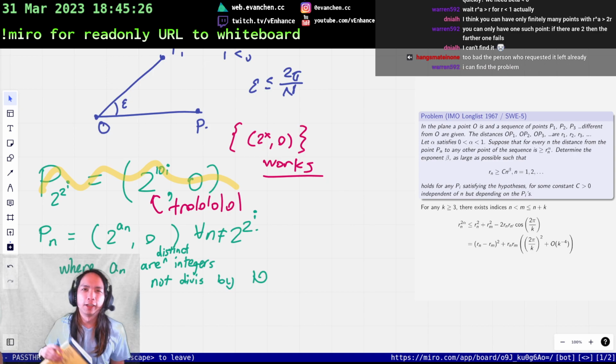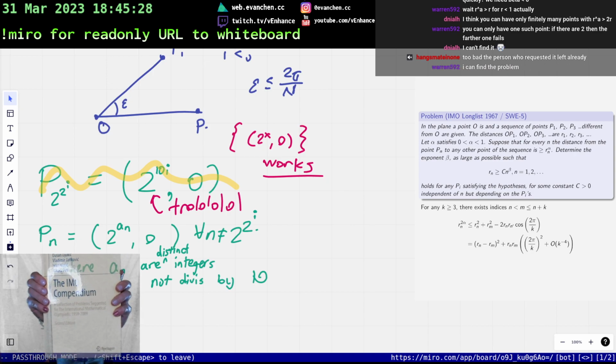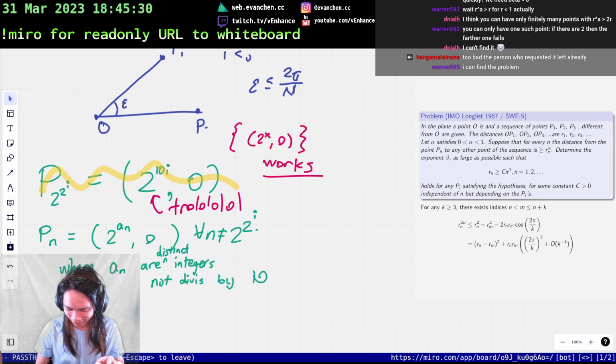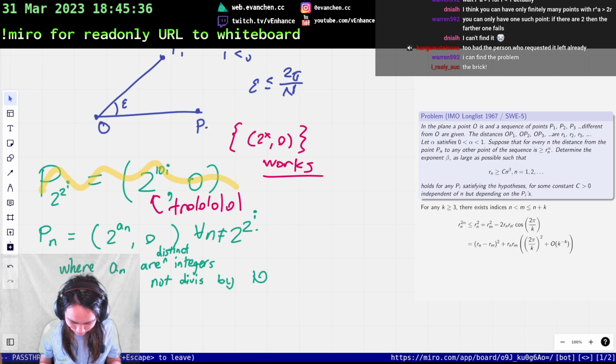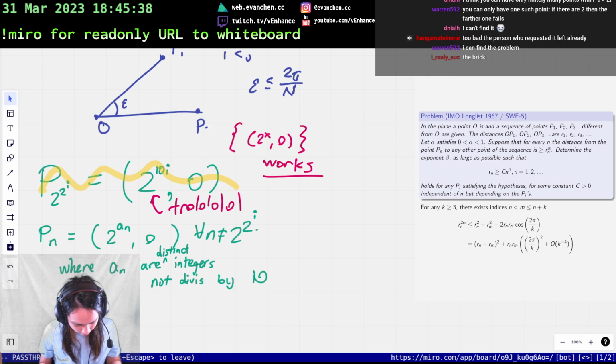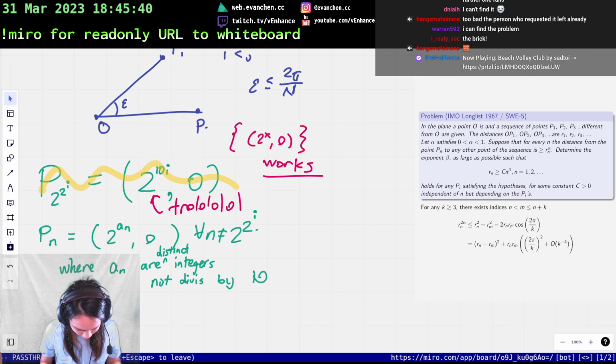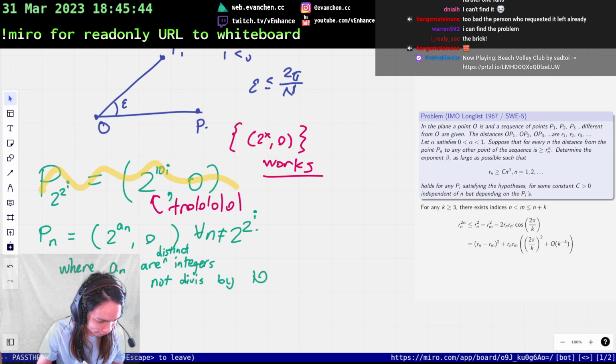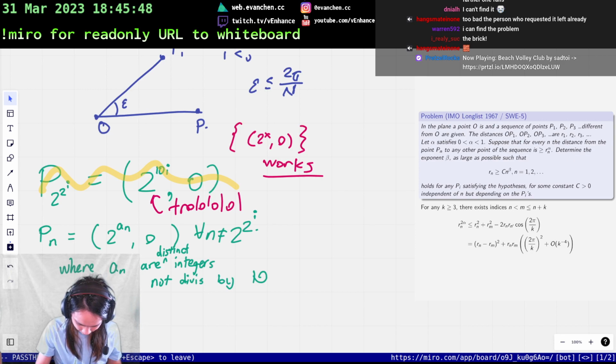I bring you all the brick. Let's see if it's in here. There's actually only a shortlisted problems, so it might not even be in here. Yeah, this... No, it has long listed. Page 41. SWE-5. Sweden.